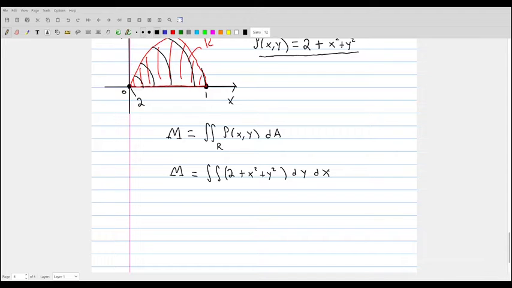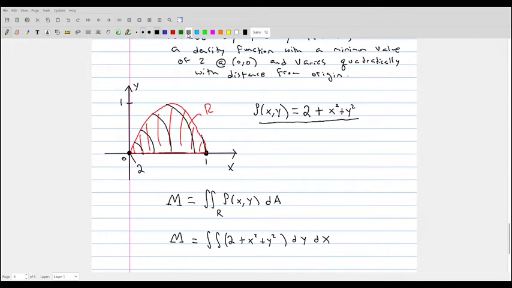So the idea is that the bounds of this region are going to be for x from 0 to 1, and for y from 0 to 4 times x minus x squared. So this integral is going to go from 0 to 1 for our x bound, and for our y bound it's going to go from 0 to 4 times x minus x squared.